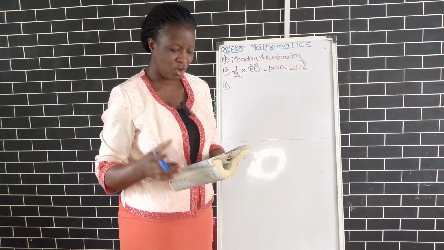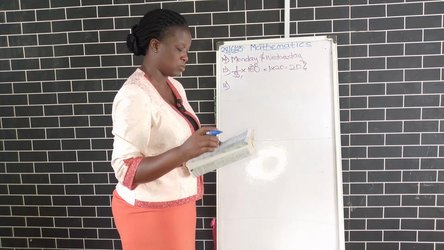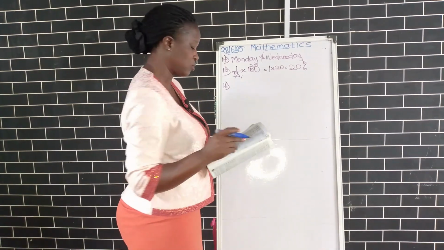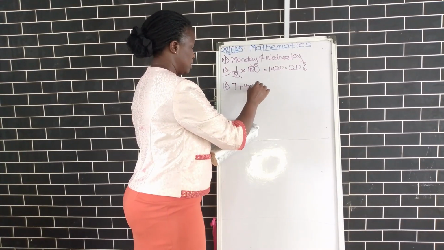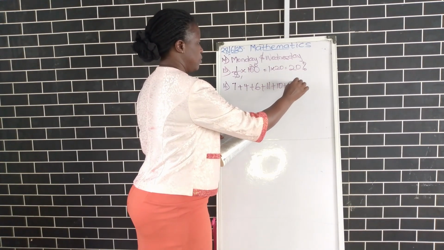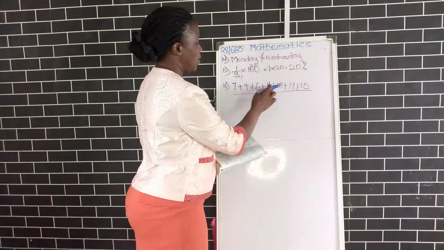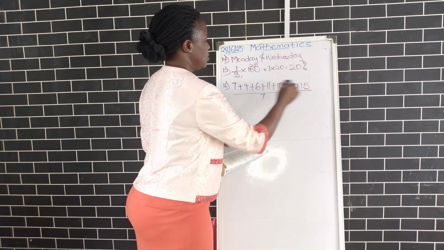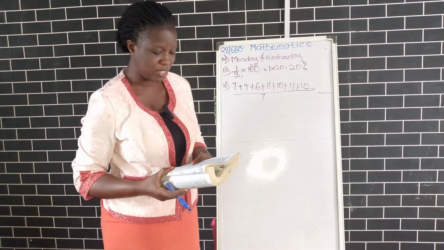What is the average of the following numbers? When you are getting average, you add all the numbers together and divide them by the total items. So we have 7 plus 4 plus 6 plus 11 plus 10 plus 17 plus 15 to be divided by 1, 2, 3, 4, 5, 6, 7. So please let me have the answer in the comments section. I hope we are together.